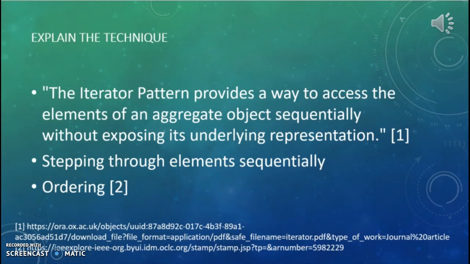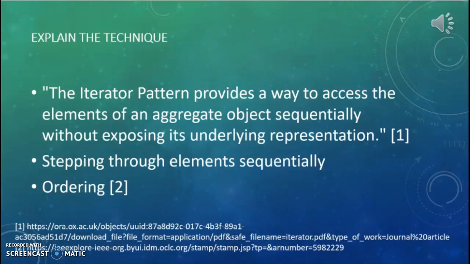The iterator pattern is defined as a way to access the elements of an aggregate object sequentially without exposing its underlying representation. So what does this mean? It means that we can access each element in our object one by one without having to go through the details of the structure of the element. The iterator pattern allows for a uniform way to step through each element in sequence.